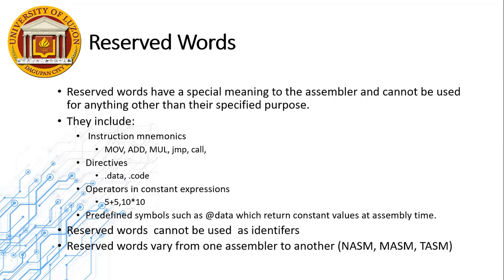Also, reserved words cannot be used as identifiers. These reserved words may vary from one assembler to another. So far we have identified three assemblers: NASM, the Netwide Assembler, MASM, the Microsoft assembler, and TASM. These reserved words are a general rule. You cannot use them in your program because they have their own purpose. Every time you use a reserved word, you will encounter an error.